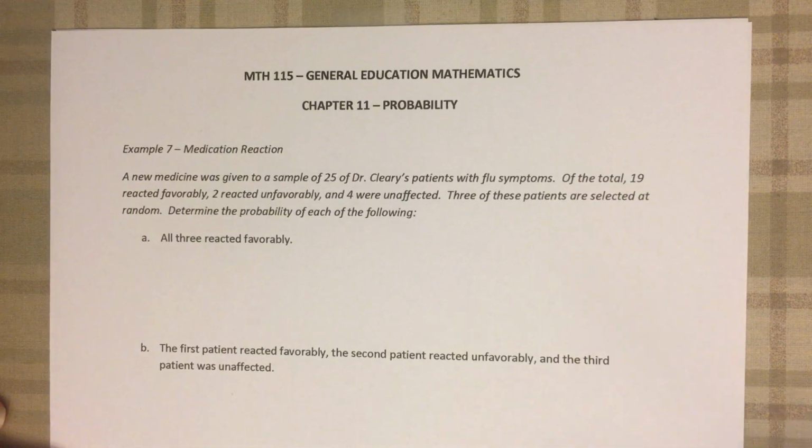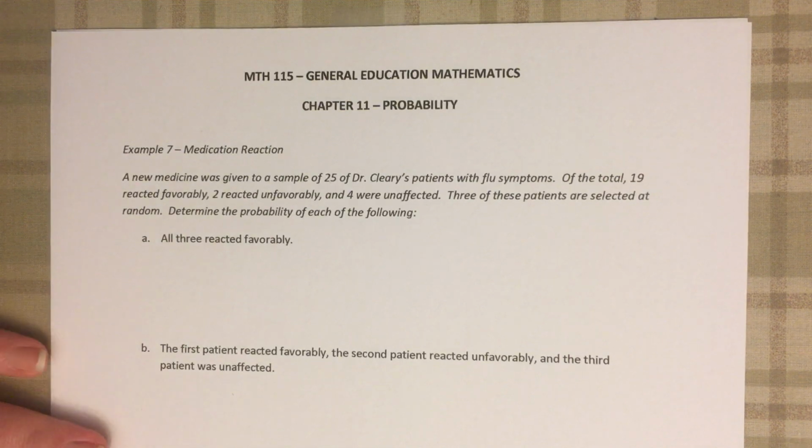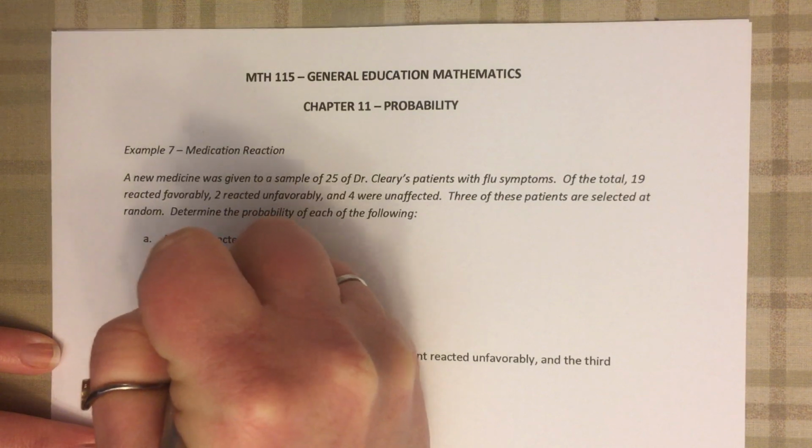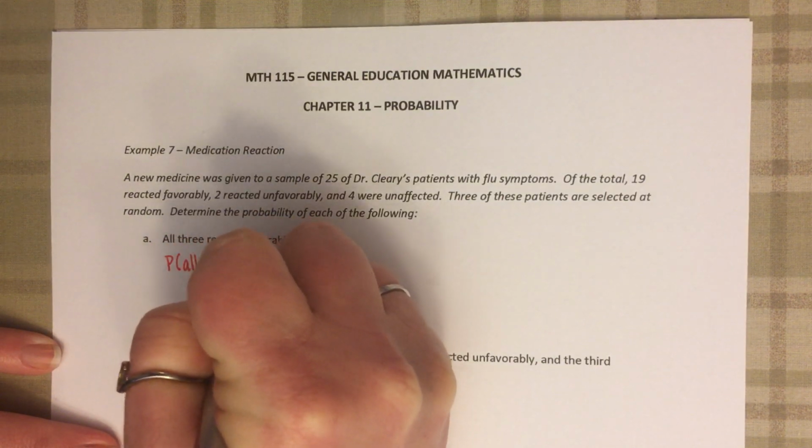All right, so the last example that we're going to look at, we're going to use our multiplication rule. A new medicine was given to a sample of 25 of Dr. Clear's patients with flu symptoms. Of the total, 19 reacted favorably, 2 reacted unfavorably, and 4 were unaffected. 3 of these patients are selected at random. Determine the probability of each of the following. The first thing that we're going to look at is the probability that all of them reacted favorably.